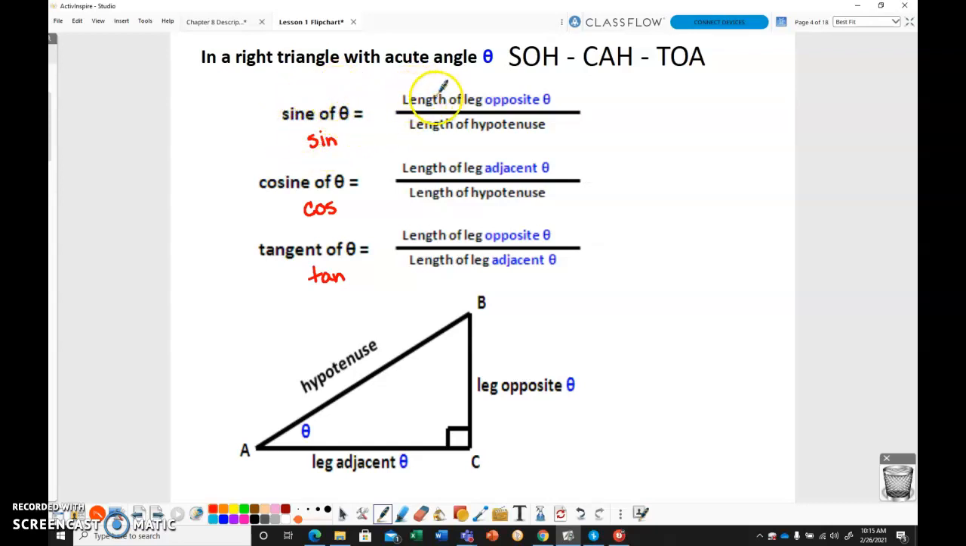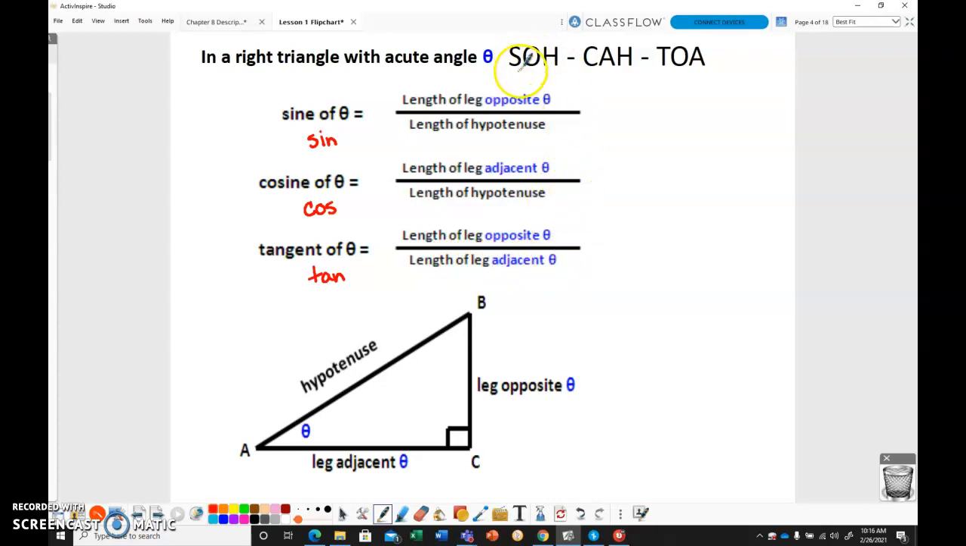So when we're trying to find the ratio of the angles, the sine of the angle, what we do is we find the length of the side leg that's opposite the angle that we're talking about, and we divide it by the hypotenuse. When we're trying to find the cosine, we find the length of the leg that's adjacent to the angle we're referencing, and then divide by the hypotenuse. And when we're finding the tangent of that specific angle, we find the length of the leg that is opposite, and this time we divide by the length of the leg that is adjacent.